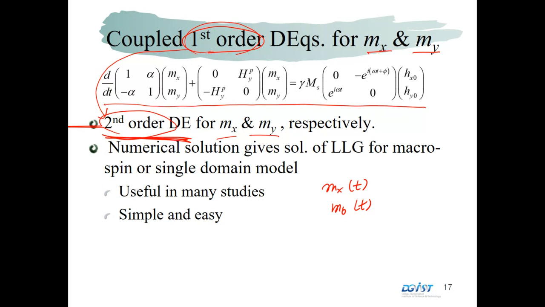With this differential equation, we can obtain the analytic solution with some approximation. But generally, we can obtain the solution by the numerical way. And that means we can understand the motion of the magnetic moment with the external disturbance. That's what we're going to learn.